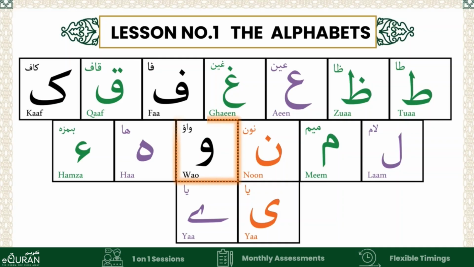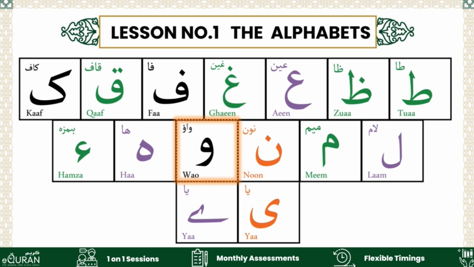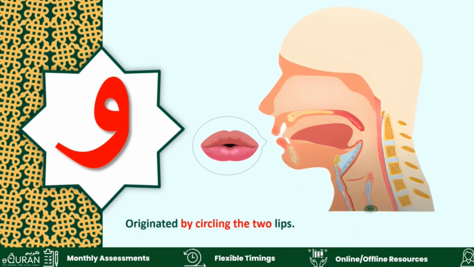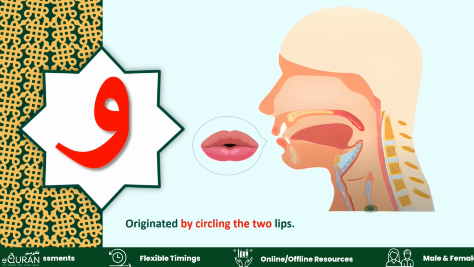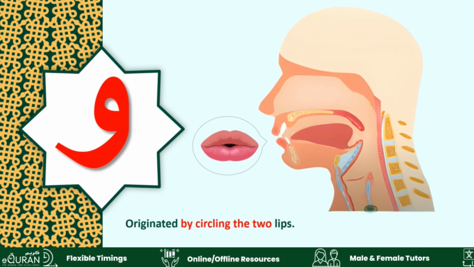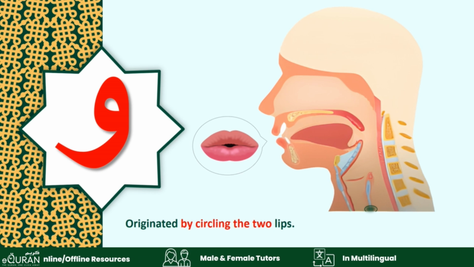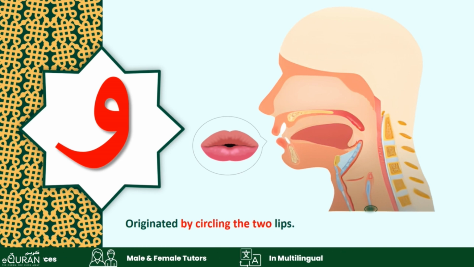Noon. Next one letter is wow. Wow. Originated by circling the two lips. We'll make a circle with our up and down lip and we'll say wow.